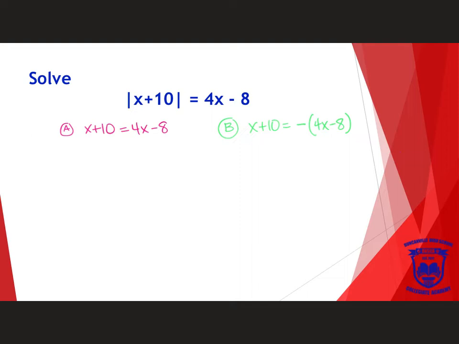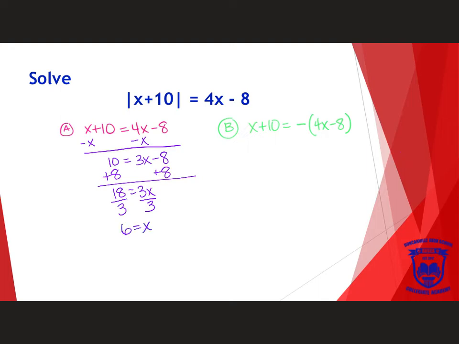So let's solve the equations. On the left, I have an x on both sides, so I'm choosing to subtract x from both sides. That's going to give me 10 is equal to 3x minus 8. Then I'm going to add 8. So 18 is equal to 3x. And divide both sides by 3. So 6 is equal to x. So that's one solution that I have.